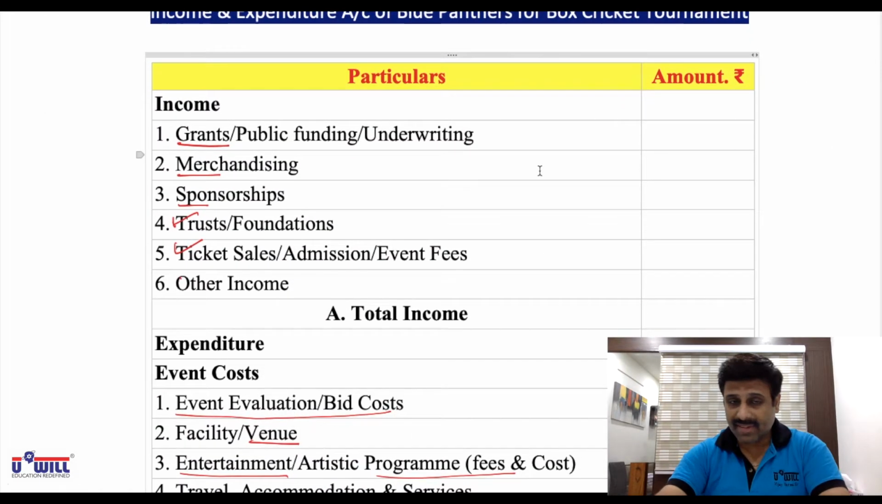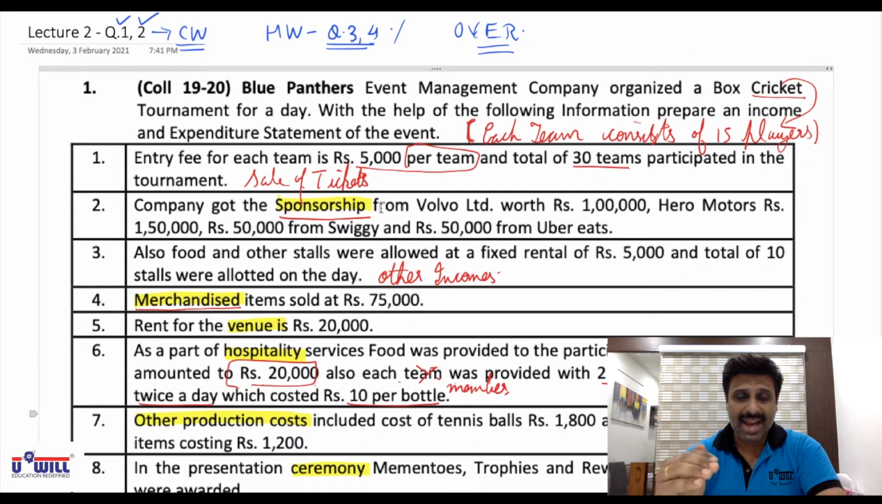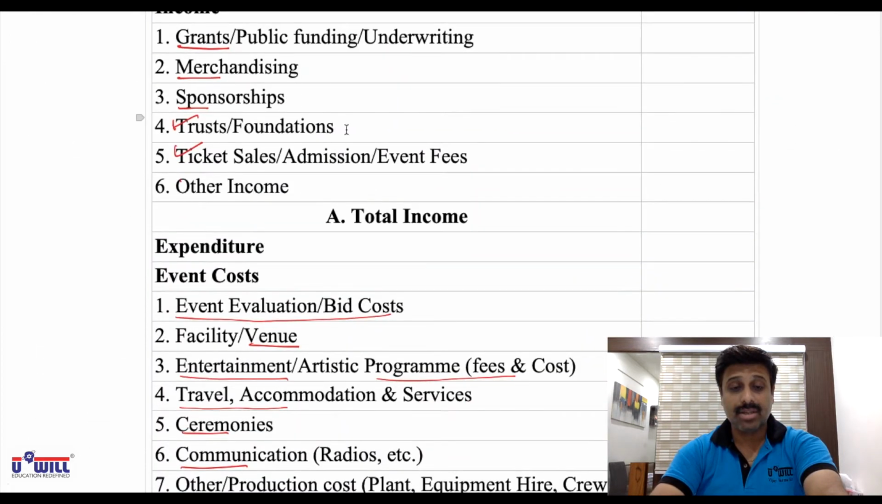I hope you all would have done with the format. So let us start recording it now. We have read the question and put the items at respective place. First item, entry fees for each team is 5,000 per team and a total of 30 teams participated in the tournament. That will come in sale of tickets. So 5,000 into 30, that will come to 1,50,000.